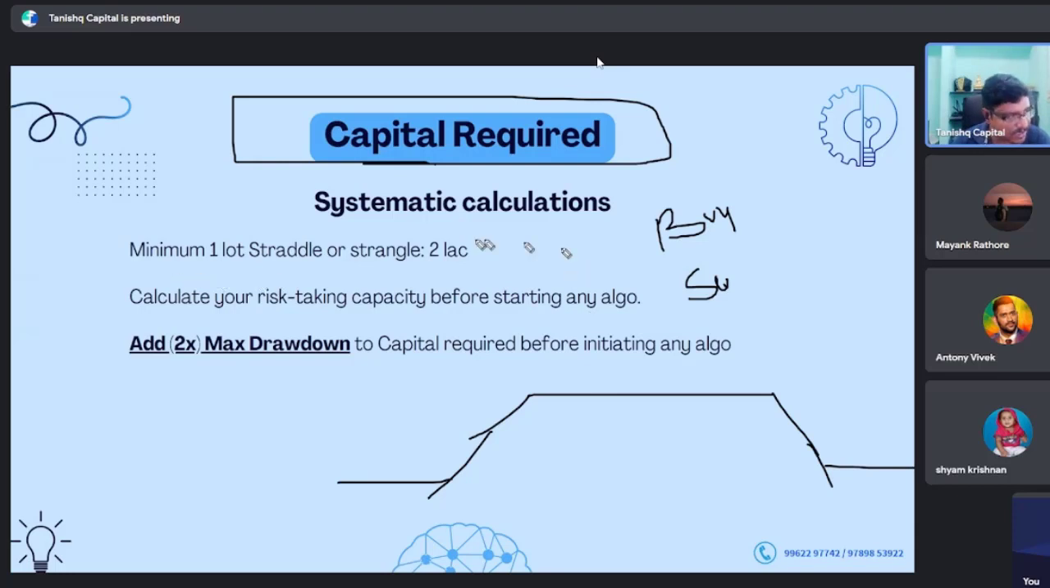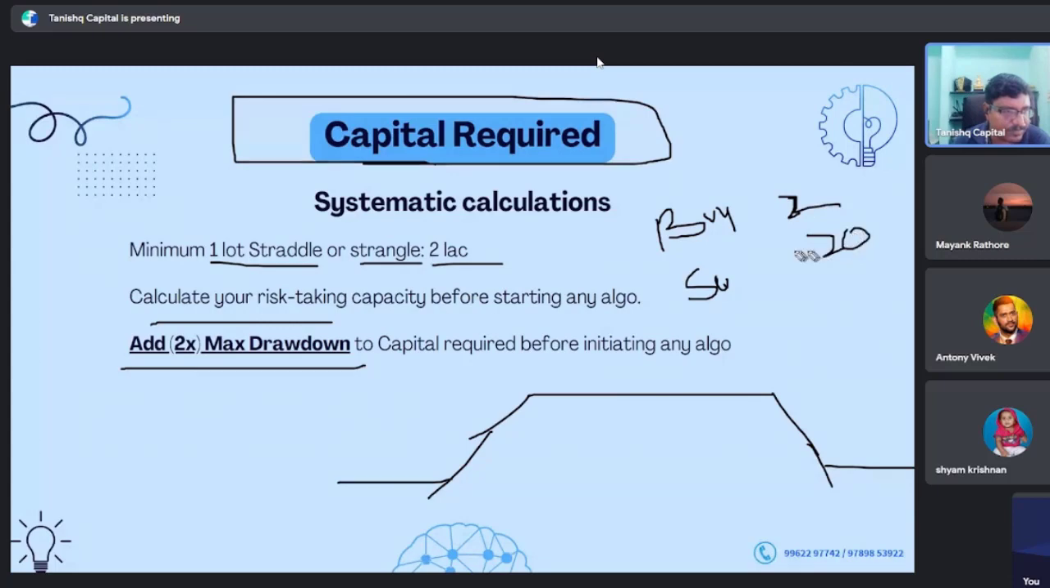So what I generally say is, minimum 1 lakh straddle or strangle, if you are assuming for one entry, tag 2 lakh as the basic calculation. And then max drawdown. Let's assume that in any strategy the capital is 2 lakh and the max drawdown is 20,000. 2 lakh is the capital, but if you look at the backtest report, max drawdown is 20k. Then that means the actual capital should be 2 lakh plus 2 times the max drawdown. So almost 2.5 lakh is what you should start any algo with.